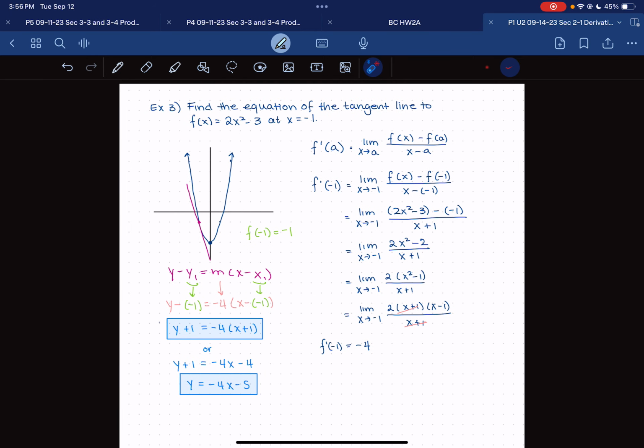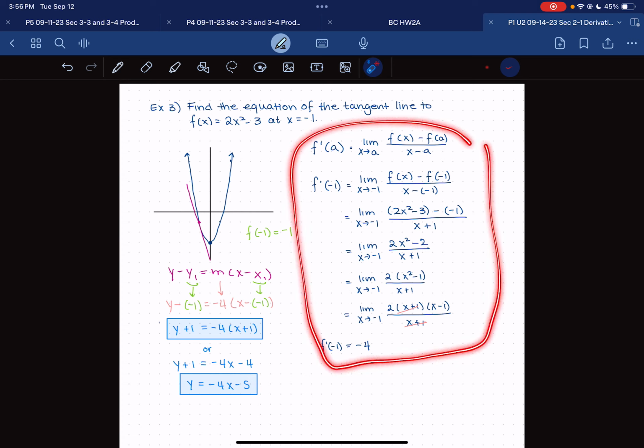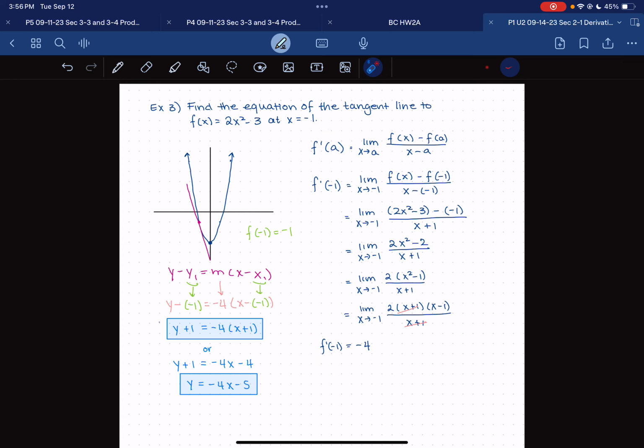So the idea, if you're trying to find the equation of the tangent line, you can use this. You can also use the other version for the derivative and then just plug in -1 at the end. This is a much easier difference quotient to work with though. So when you know the value you want to plug in, most people just go with this one.